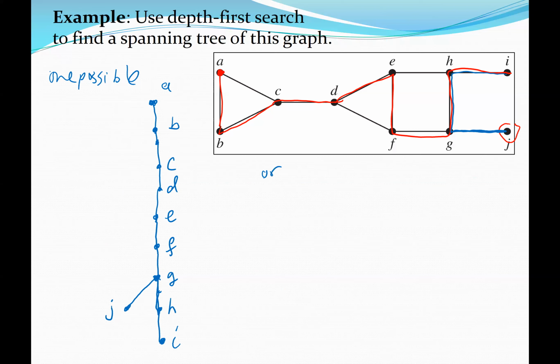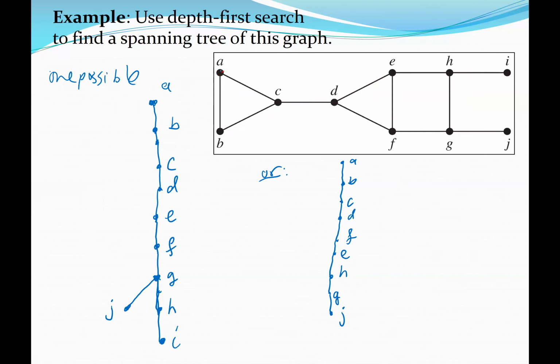So another one here, you can see, you can go from A to C, and then A to B, yeah, you can go there. You get A to B, and then B to D, B to C, and then C to D, and then D to F, and then F to E, and then E to H, and then H to G, and then G to J. Okay, that's another possibility that you can have.